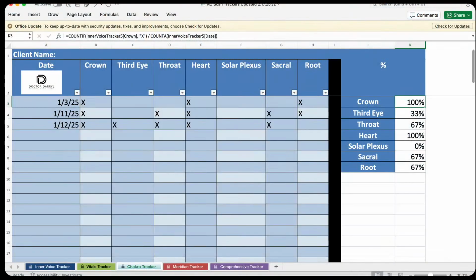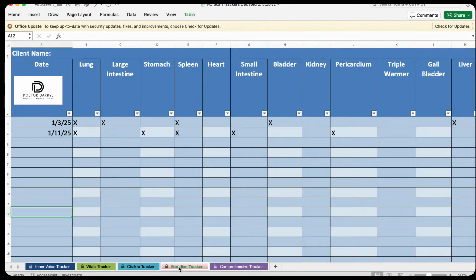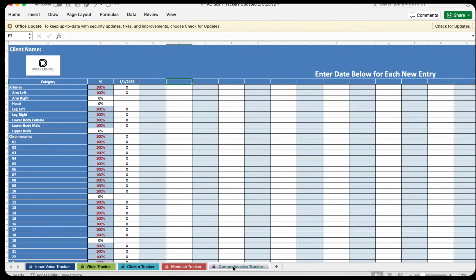So we are on the chakras tab. You also have the meridians tab. Same concept. You enter the meridians, and then you have the comprehensive tracker. Now, the comprehensive tracker is by category as well. I am going to be suggesting that when you utilize the comprehensive tracker, you can use it however you want.